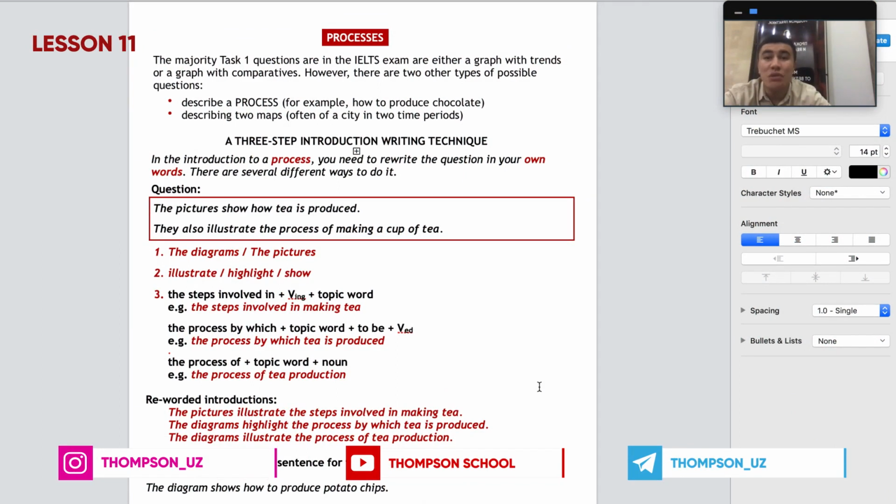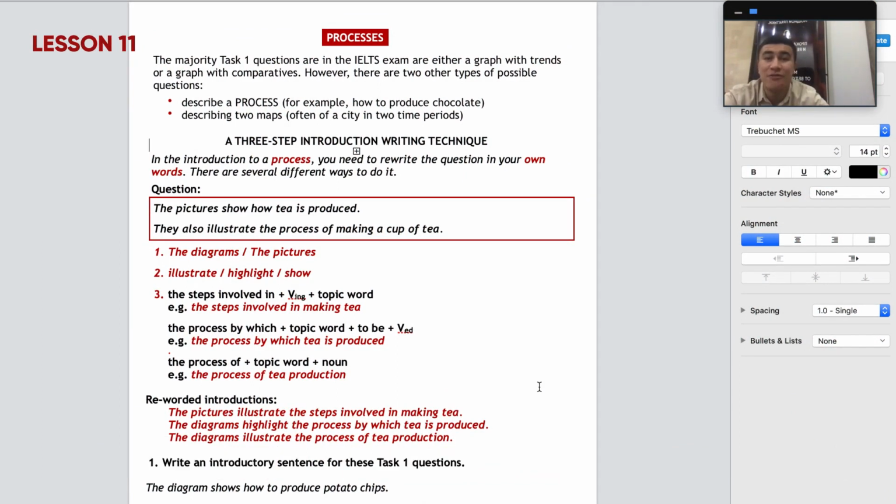In today's lesson, we will focus on the next question types that you may have in IELTS Writing Task 1. You should understand that the majority of Task 1 questions in the IELTS exam are either a graph with trends or a graph with comparatives. In other words, you will be given dynamic or static graphs. So what does that mean?